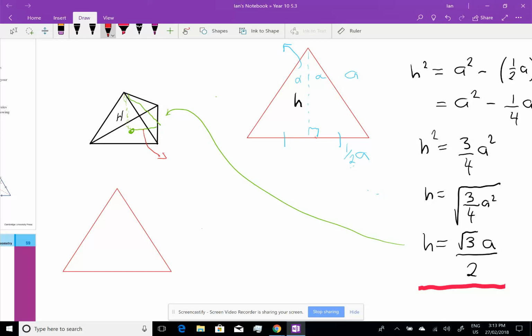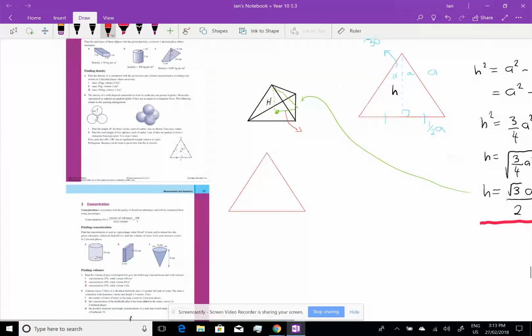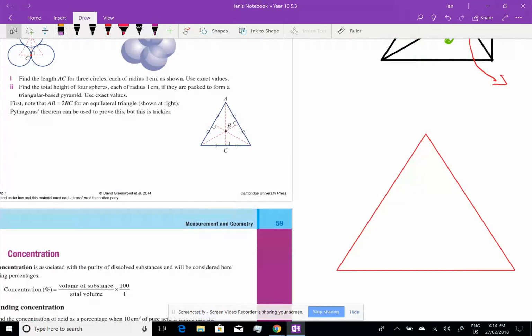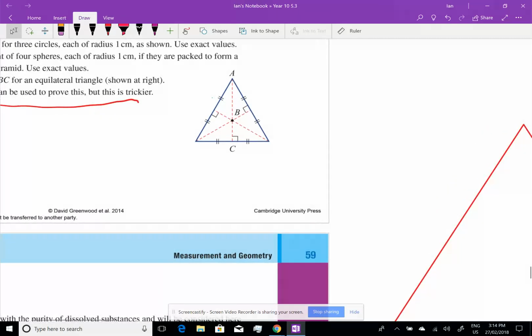Now, this morning I said, well, that distance is just halfway. It's not. And here in your textbook is an example. Now, they just tell you that this is the case. And they'd say you can use Pythagoras' theorem to prove it, but it is tricky. But I'm going to do it using trigonometry.